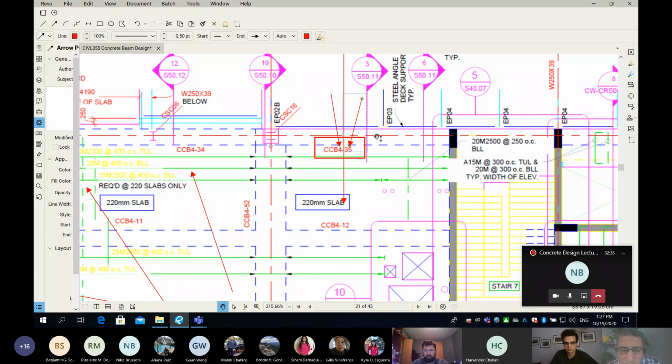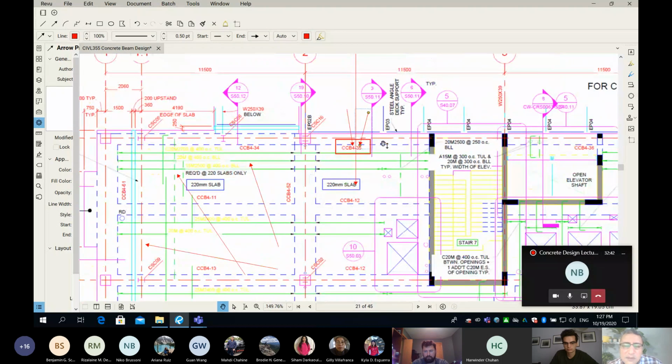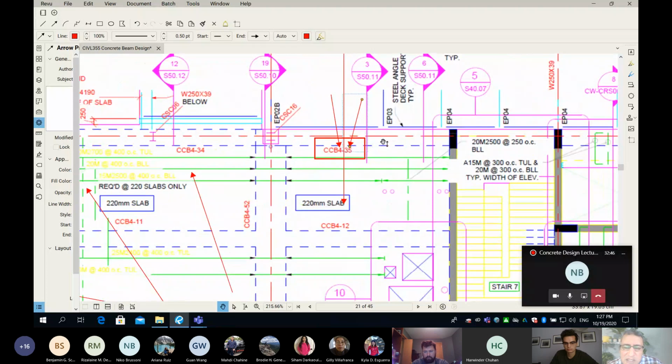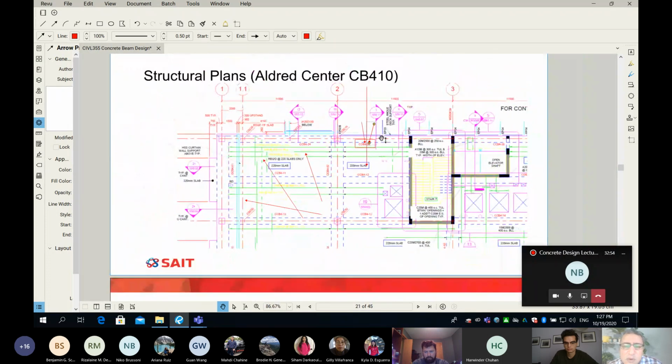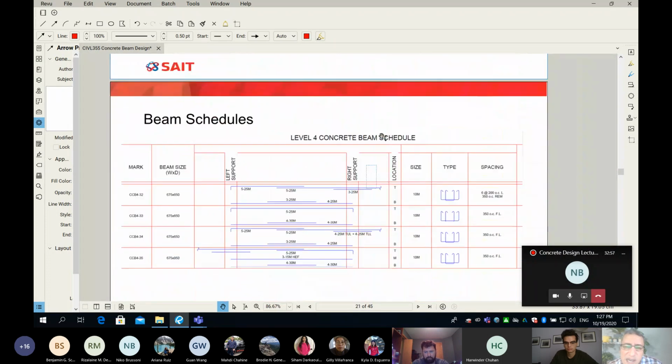Do you see any reinforcement here? You don't see any reinforcement. So if you want to know how many bars, all you have to take from this plan view is the beam mark CCB 4-35. Then where can I find all the other information? Let's go to the next slide.